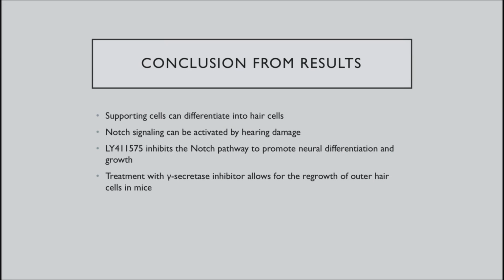Together, these data indicate that supporting cells can differentiate into hair cells, that Notch signaling can be activated by hearing damage, that gamma secretase inhibitor LY411575 inhibits the Notch pathway to promote neural differentiation and growth, and that treatment with gamma secretase inhibitor allows for the regrowth of outer hair cells in mice.